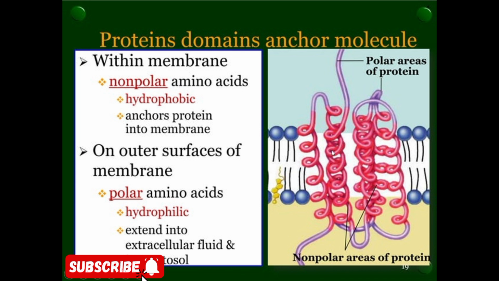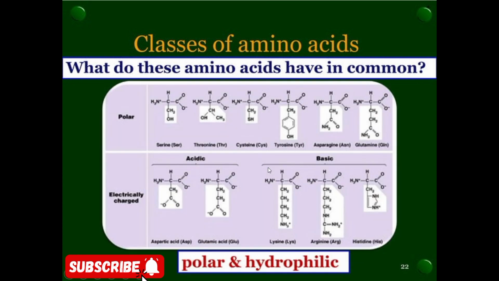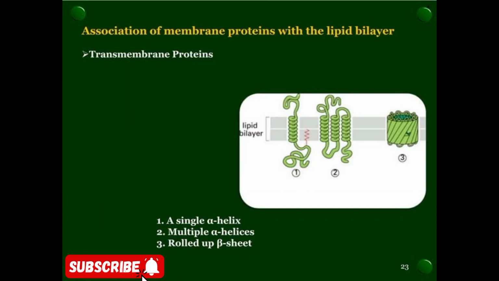These are the non-polar amino acids, which are hydrophobic, and those amino acids which are hydrophilic extend into the extracellular or cytosol region of the cell. The amino acids which are non-polar and hydrophobic, for example, are glycine, alanine, valine, leucine, etc. And the amino acids which are polar and hydrophilic, for example, are serine, threonine, cysteine, tyrosine, asparagine, etc. So the polar amino acids are hydrophilic, they love water.